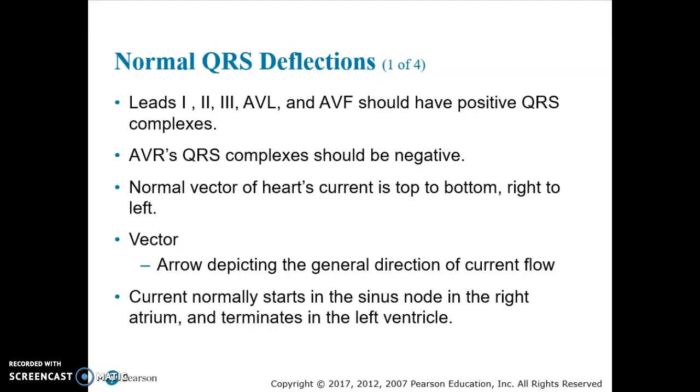Current normally starts in the sinus node in the right atrium, and it terminates in the left ventricle. The current of the heart normally starts in the sinus node, which is in the top right atrium. It travels down through the heart, and it ends in the left ventricle. Both ventricles are depolarized simultaneously for the most part. The left ventricle finishes depolarizing last because it's a larger muscle.